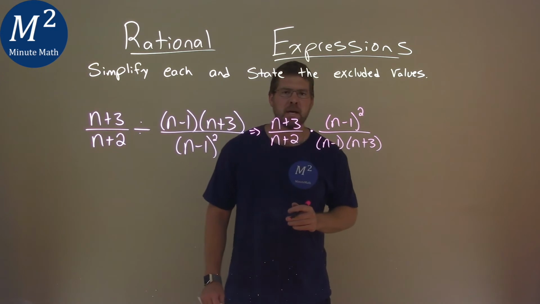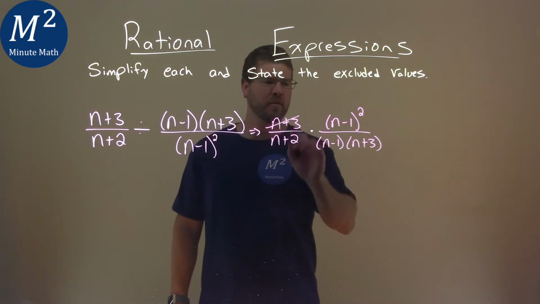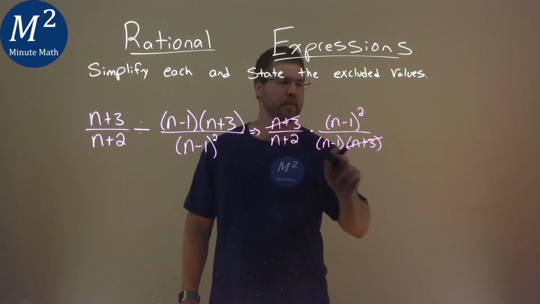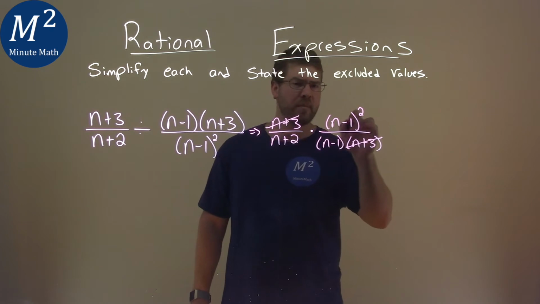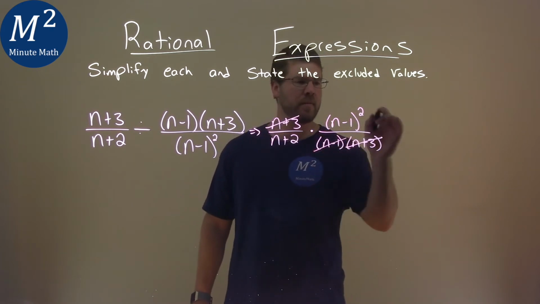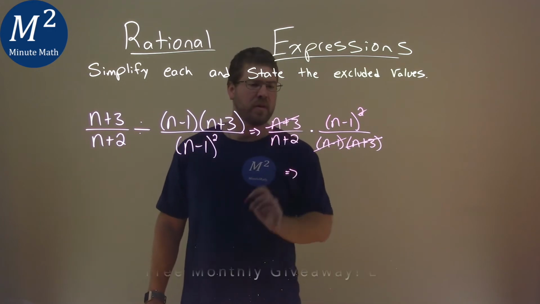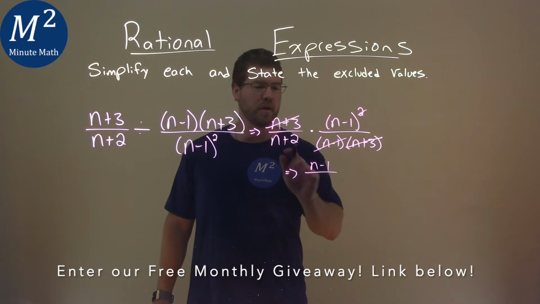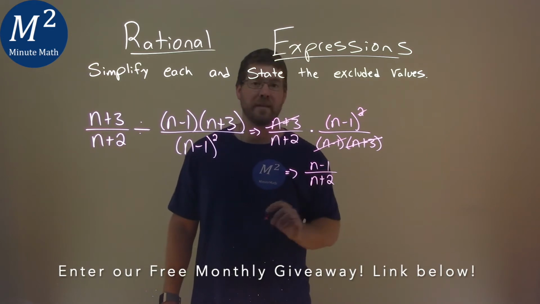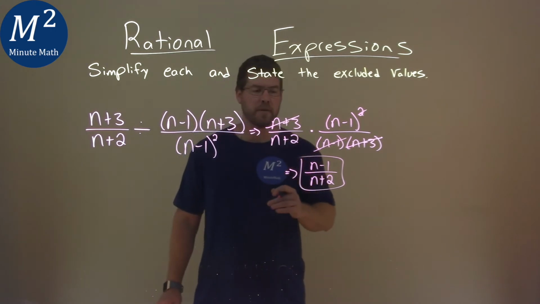Okay, now we're going to try to see what we can eliminate. I see an n plus 3 and an n plus 3 here in the numerator and the denominator. And then we have an n minus 1, and we have n minus 1 squared. So we take one of these out and we get rid of the square. So what we're left with is just the one n minus 1 in the numerator over this n plus 2 in the denominator. And that is our original expression simplified.